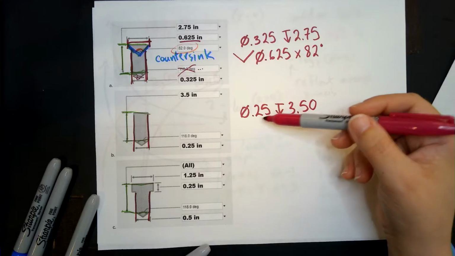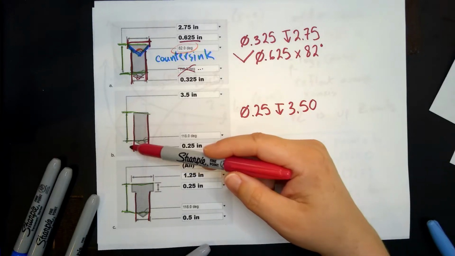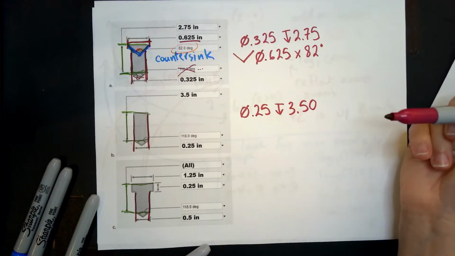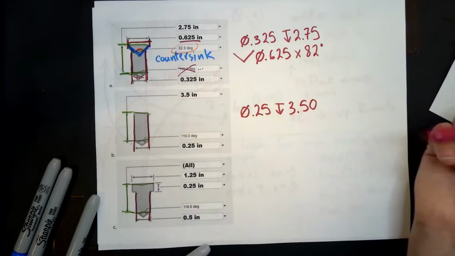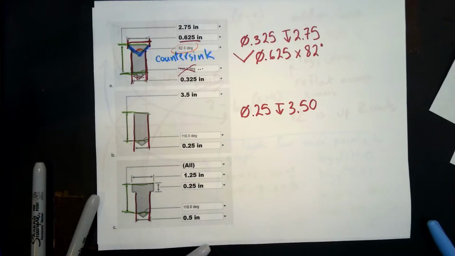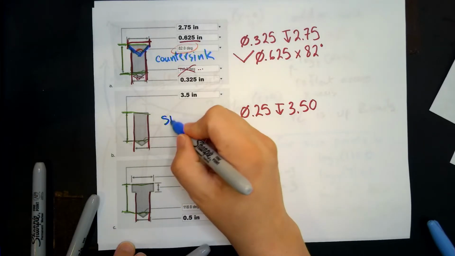So this guy here, 1/4 inch across, and it's 3.5 inches down. 1/4 inch is the diameter, 3.5, that's the depth. No special feature at the top. We're good. We're going to keep going. This guy was a simple hole. He doesn't have the second feature at all.